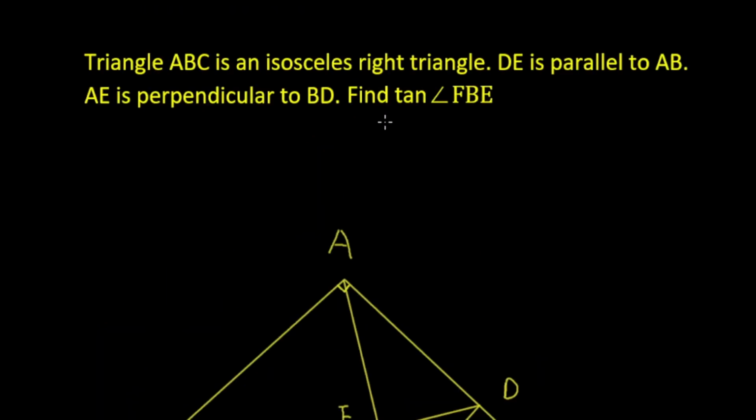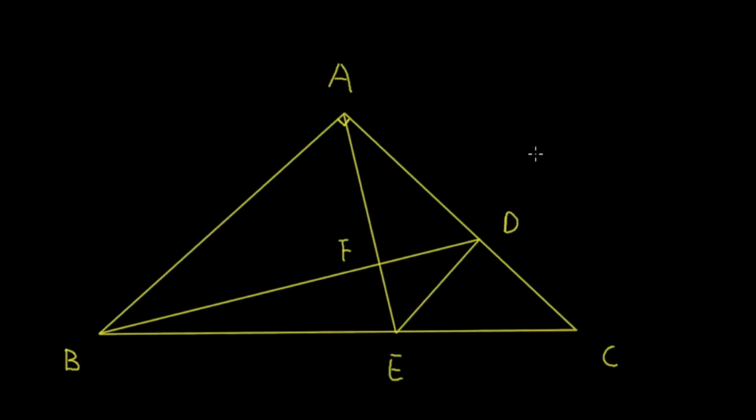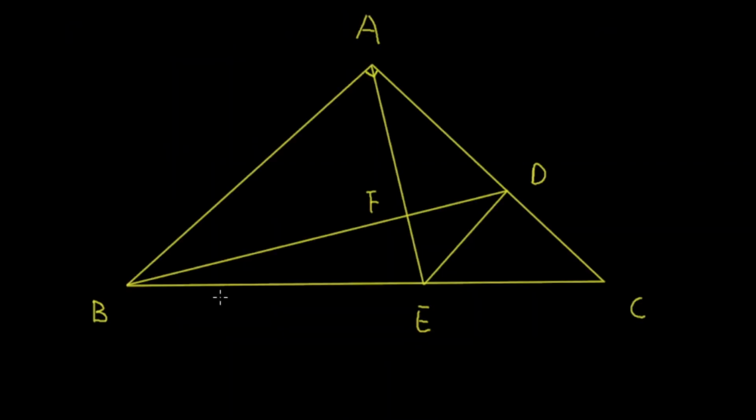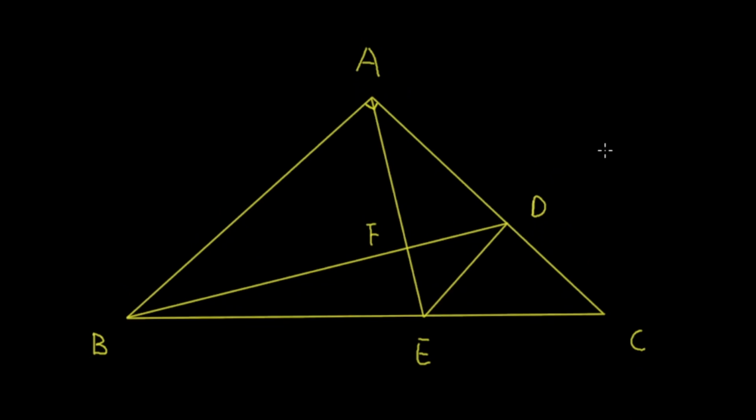Now, find angle FBE. Which angle is this? FBE. So it's this small angle here that we are looking for. Okay. Now, let's try to find out how to do this. But anyway, let's look at this diagram and try to see what information we can find.